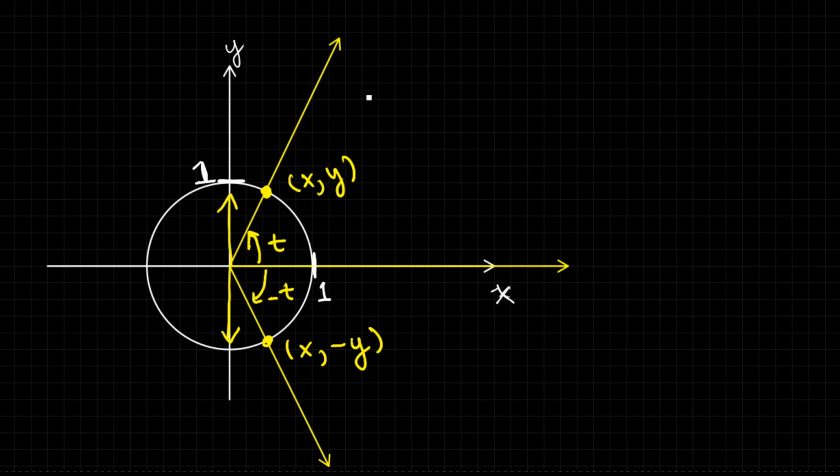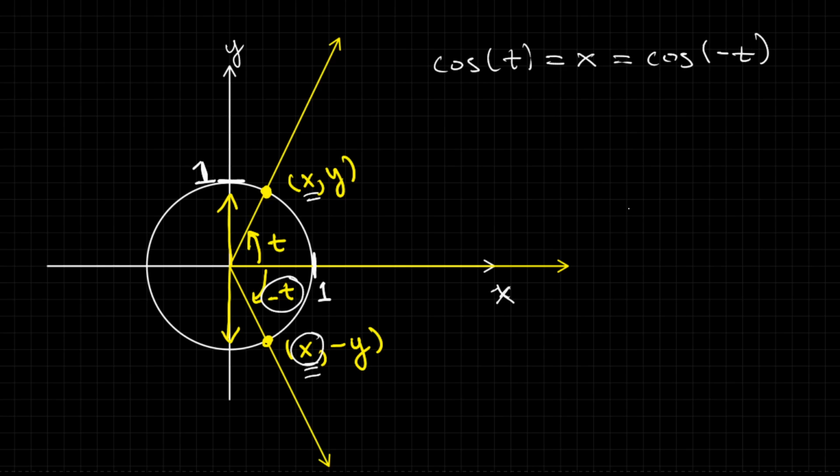And now remember that cosine of an angle, cosine of t, that is the x-coordinate, this coordinate right there, double underlined, and that x-coordinate is the same as this x-coordinate. And this triple underlined x-coordinate, that is the cosine of negative t, because it is the x-coordinate of this particular angle minus t.